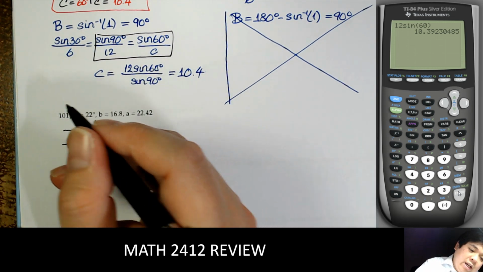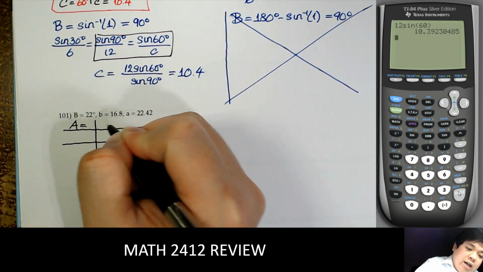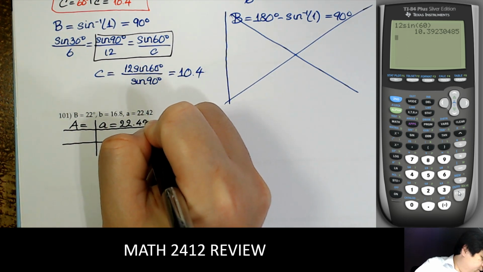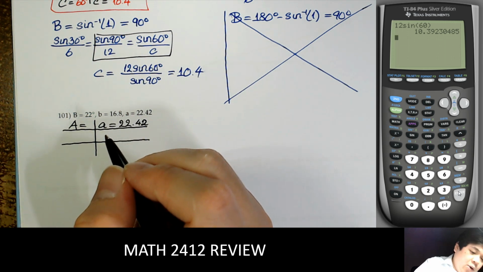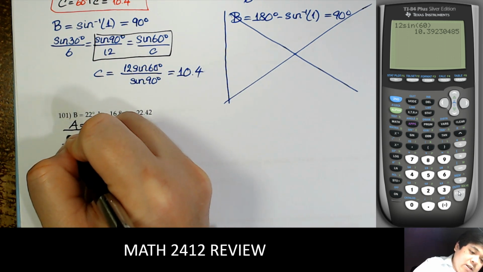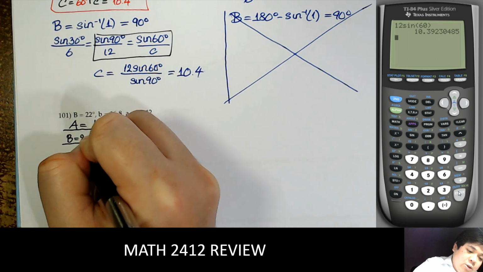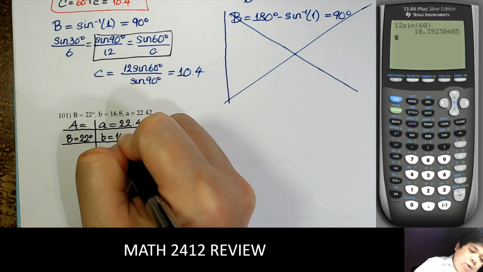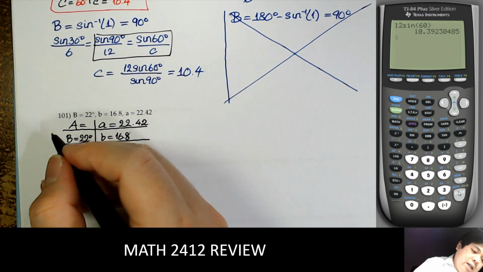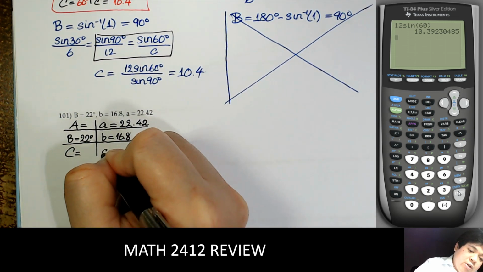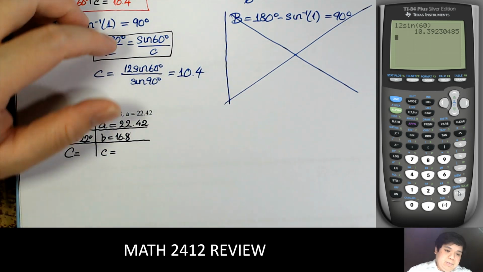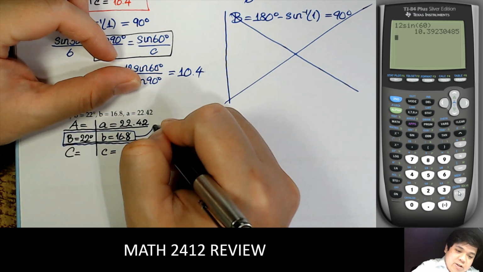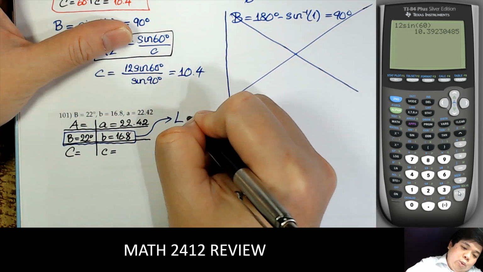Right, angle A, don't know. Little a, 22.42. Angle B, 22 degrees. Little b, 16.8. And angle C we don't know, little c we don't know. Once again, when we have a pair of opposite side and angle, that means we use the law of sine.